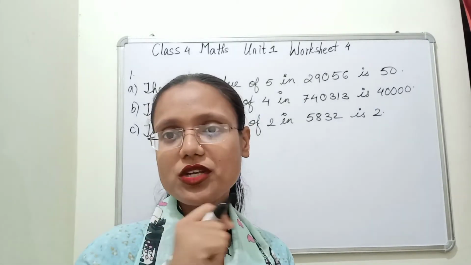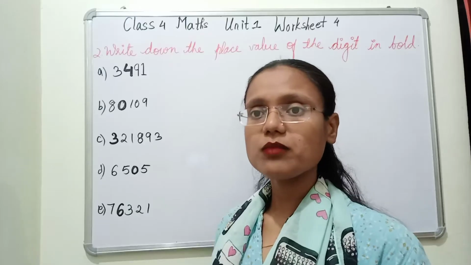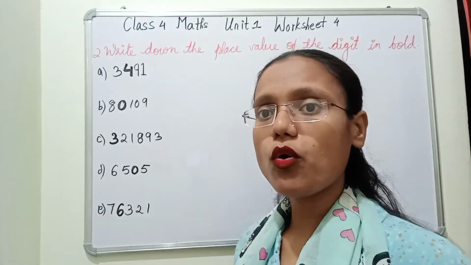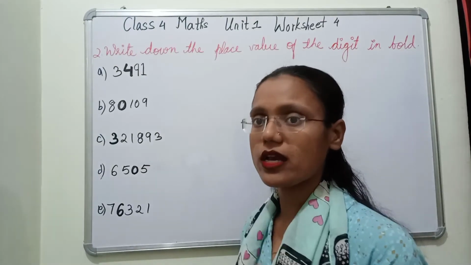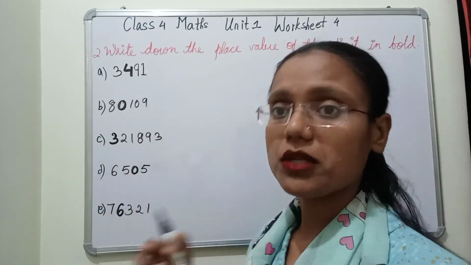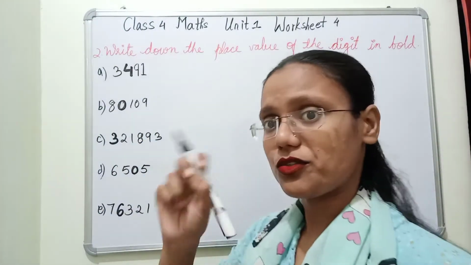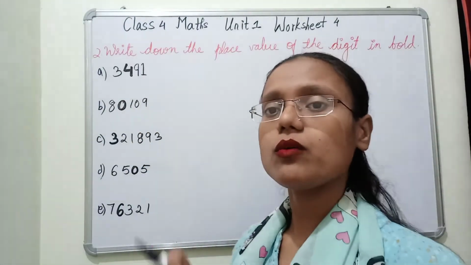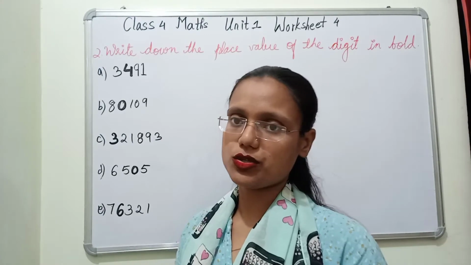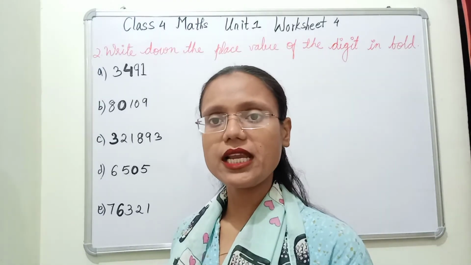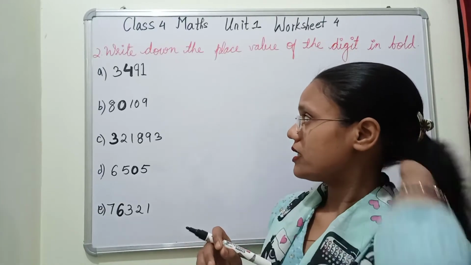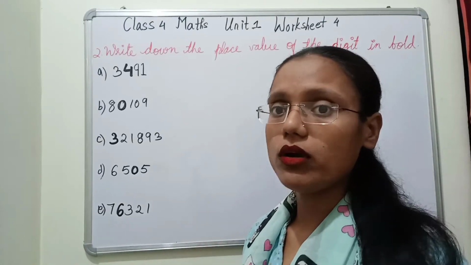Now let's move to question number 2. Our question number 2 is write down the place value of the digits in bold. The digits which are bold, as you can see, मैंने उसको dark कर दिया बिल्कुल. It's really bold. The digit which is bold, what is the place value of that digit you have to write. Question number 1 में तो हमने देख लिया how to write the answer.